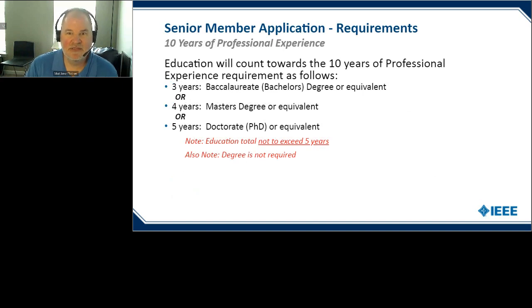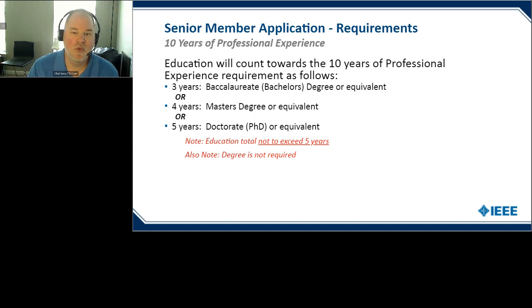Here's where you're going to start getting into some more stuff on the application. So let's talk about these 10 years of professional experience. One good thing is that we do give credit towards education, and we give it as follows. If you have a baccalaureate or a bachelor's degree or its equivalent, we'll give you 3 years towards that 10 years of professional experience requirement. If you've got a master's degree or equivalent, we'll give you 4. And if you've got a doctorate, PhD or equivalent, you can get 5 years of credit towards the 10. So no matter how long it takes you to get any of those degrees, that's the number of years of credit we'll give you towards the 10 years.